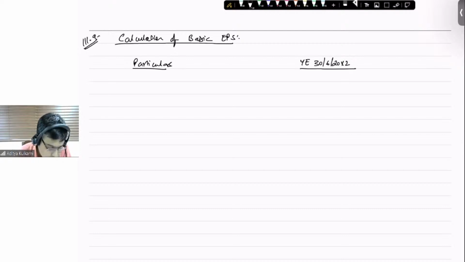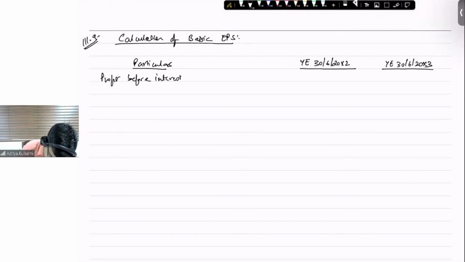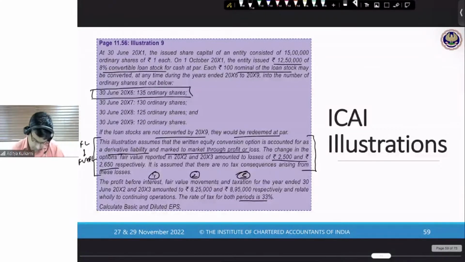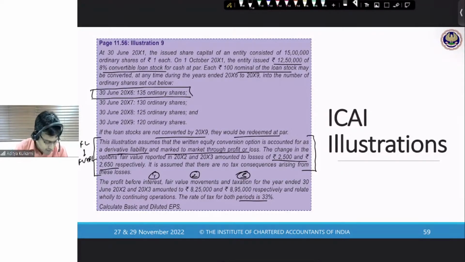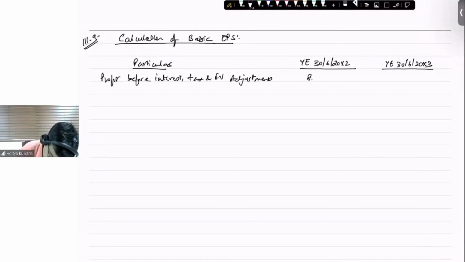X2. It's 30th June, no? Yes. Year ending 30th June 20X3. Okay. So now profit before interest, tax and fair value adjustments. How much is it given? 8,25,000, 8,95,000 respectively.